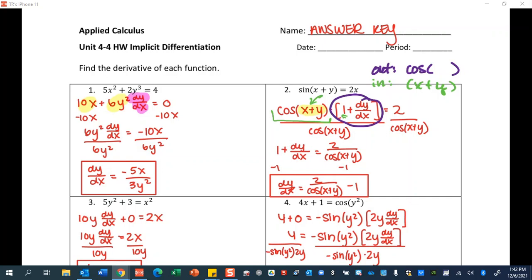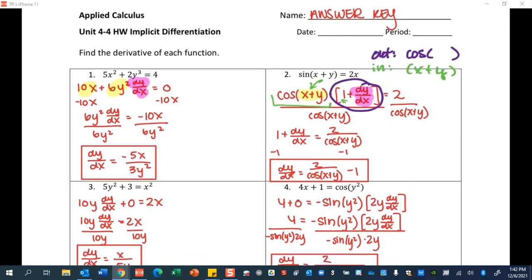And now it's about untangling that dy dx. Finding a way to get this by itself. So you have to first identify, okay, what operation is happening here? It's being multiplied, so then I need to divide. And then what operation is happening? It's being added, so then I need to subtract, and that's how you get those values.